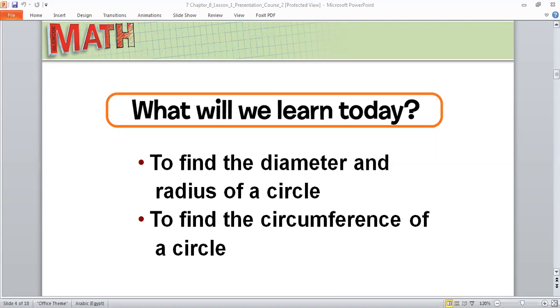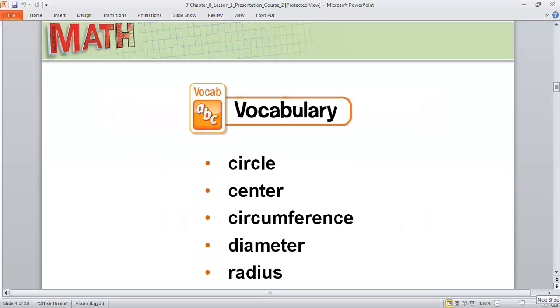I said that yesterday. Diameter is like your dad, and your dad is double of you. So diameter is double the radius. If I need to talk about the radius, it will be half of the diameter.